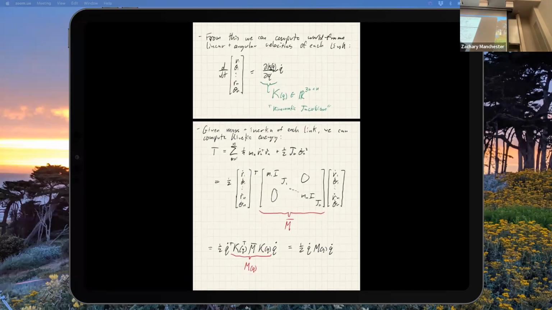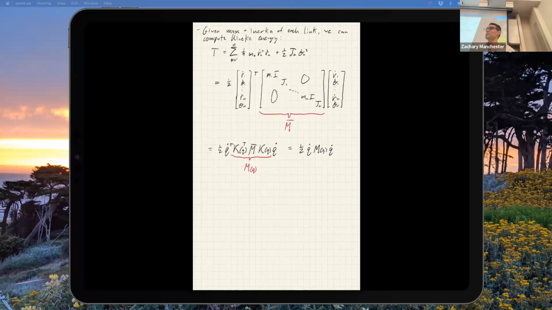Another way to think about this: you can think about this M bar guy being in the ambient Euclidean space of the whole thing. And you can think of this as just projecting it into joint space, right? That's how you do a projection of a matrix. Okay, cool. Hopefully that makes sense.